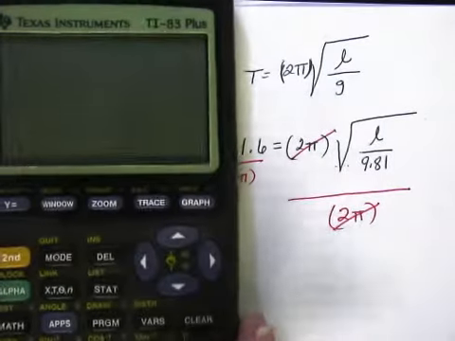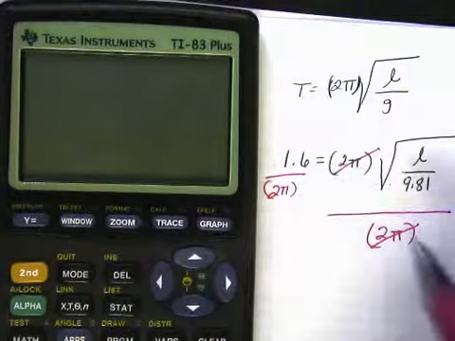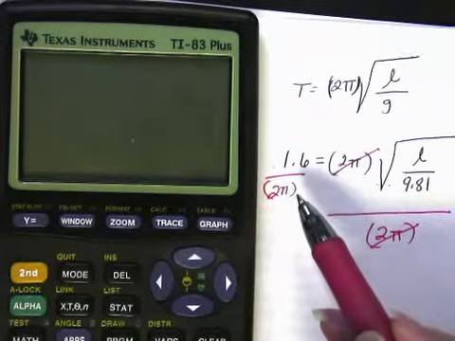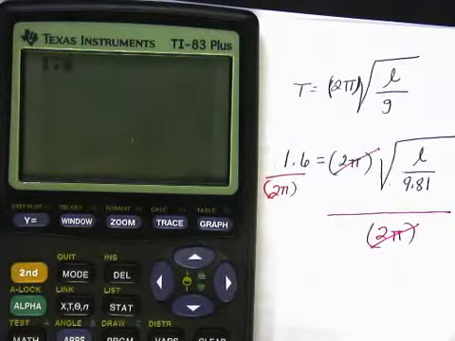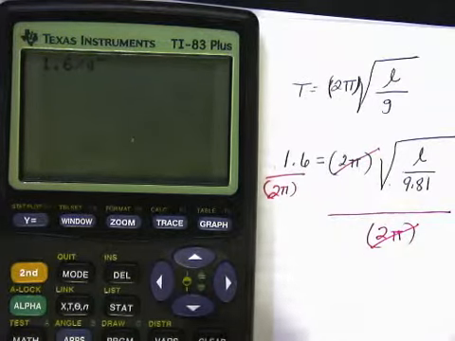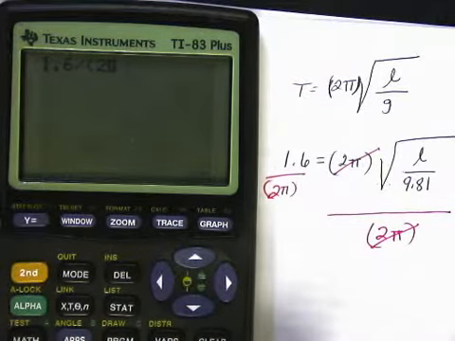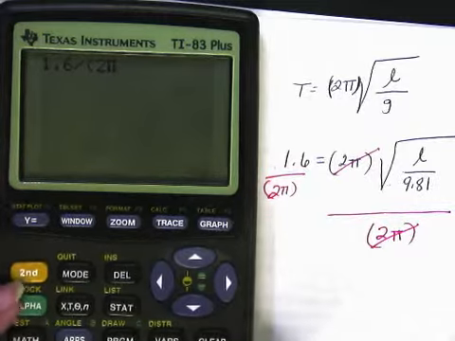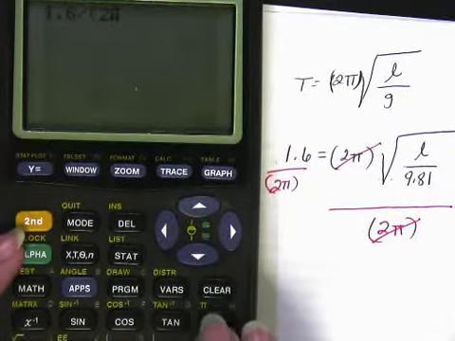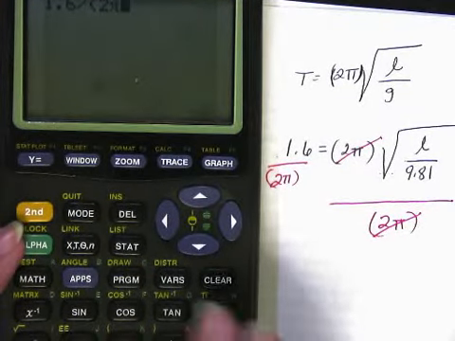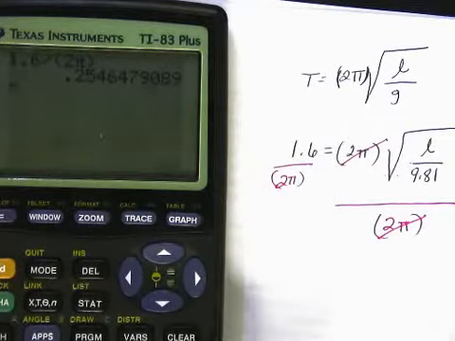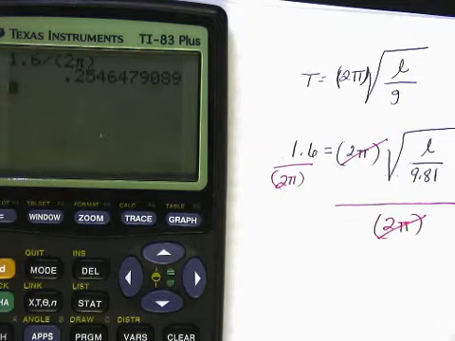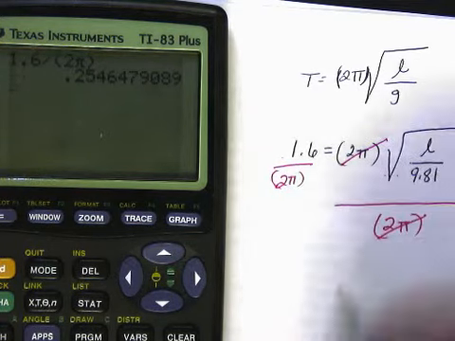This is where it can get a bit tricky for students, because if you don't put this 2 pi in parentheses, the calculator will perform an incorrect order of operations. So 1.6, which was the period, divided by parentheses 2 times pi, which you get by hitting second and this button right here, gives you 0.254647. Now remember, you don't want to round early. That will introduce rounding error.